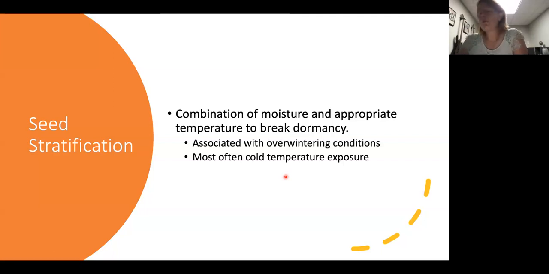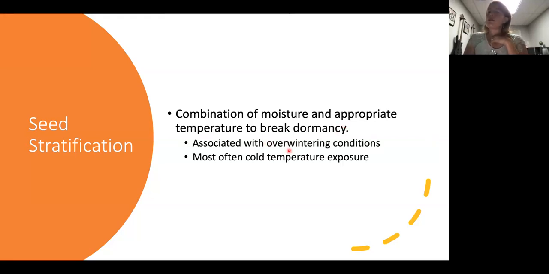Okay, so the next one is seed stratification. So this also has to do with the embryo. And so we have a combination of moisture and appropriate temperature to break dormancy. And so the seeds have to be wet for this to work. So if you were to just throw seeds into your refrigerator, seeds that had required stratification, but they weren't wet, and then you tried to plant them, it wouldn't work. And so you do have to have moisture associated with this.